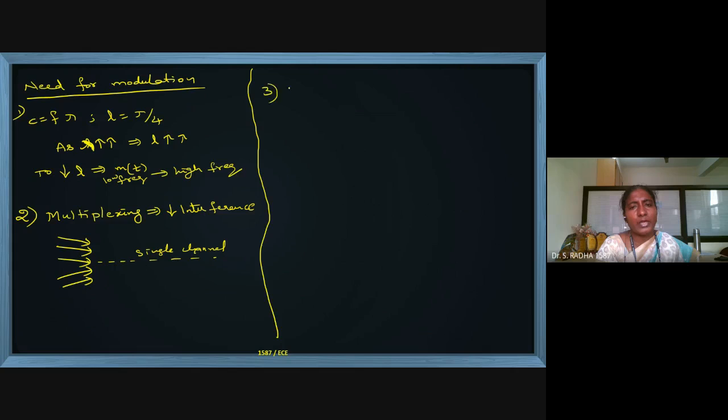The third need is narrow banding. The third need for modulation is the narrow banding technique. So what is narrow banding? Let us assume I have one signal, and I have a channel. I have only one channel.